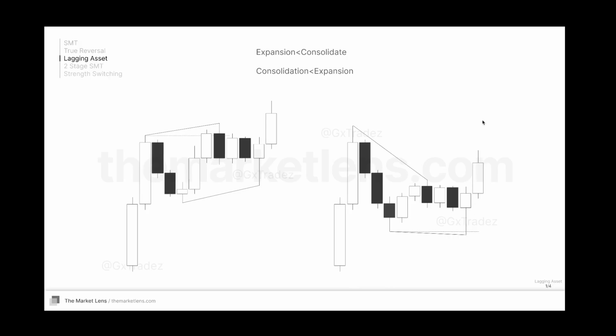But this is not the ideal scenario, okay? This is the ideal scenario for this asset to catch up. It's actually where this asset will momentarily switch, with the stronger asset catching up to this asset, okay? And this is a form of strength switching, and that's what two-stage SMT is. It's a form of strength switching. So, like I said, for markets to actually reverse after an SMT, they need to switch strength, right? That's how they become correlated, right? Because if one market was always stronger than the other one, there would be no correlation, right? There would be no Kraken correlation.